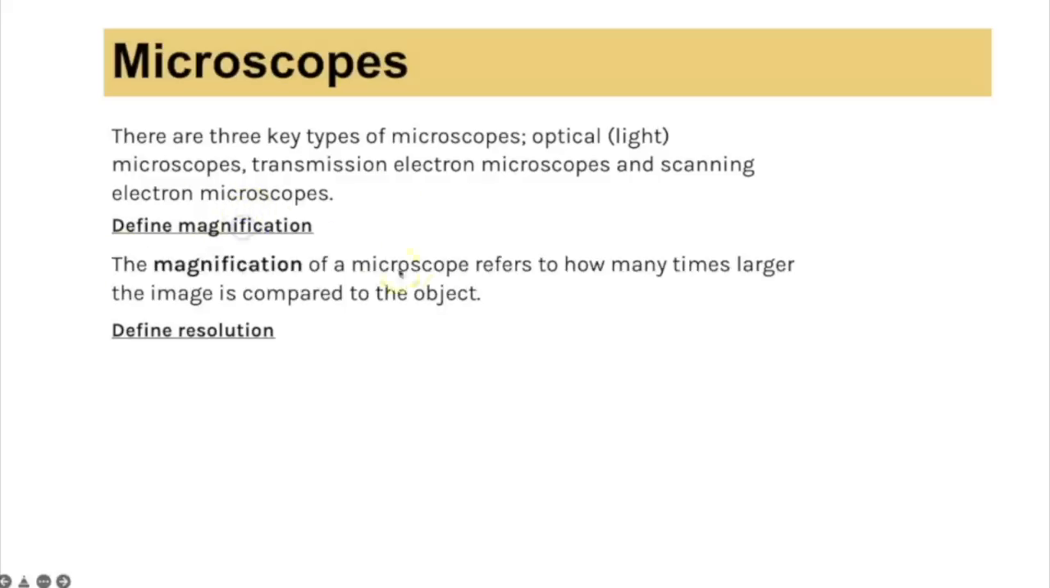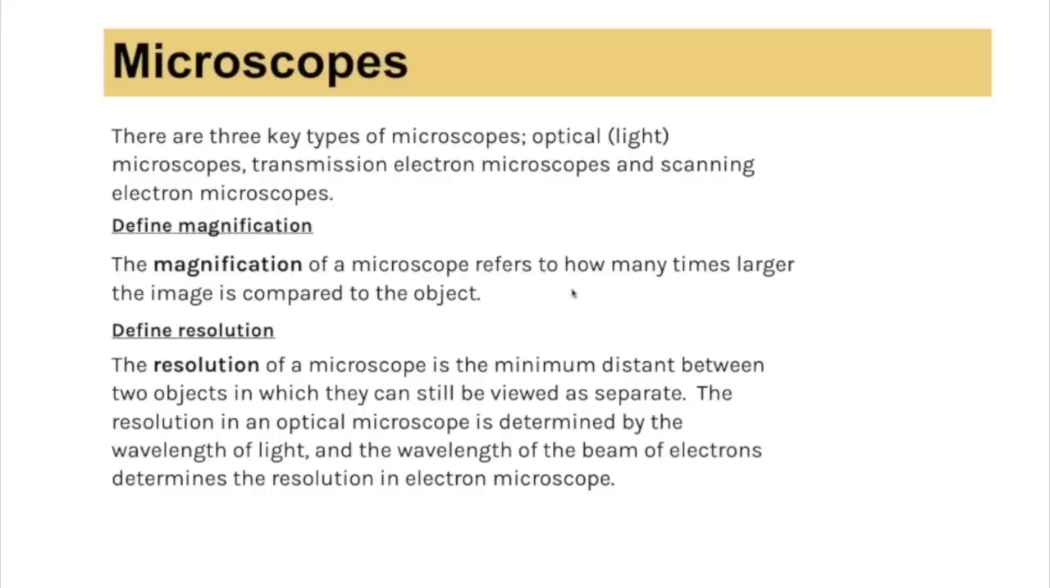The definition of magnification is how many times larger the image is compared to the object. Resolution of a microscope is the minimum distance between two objects in which they can still be viewed as separate. And the resolution of an optical microscope is determined by the wavelength of light, and the resolution of the electron microscopes is determined by the wavelength of the beam of electrons. And because that wavelength is much shorter, that is why they have a much, much higher resolution, meaning that the distance between the two objects is smaller.